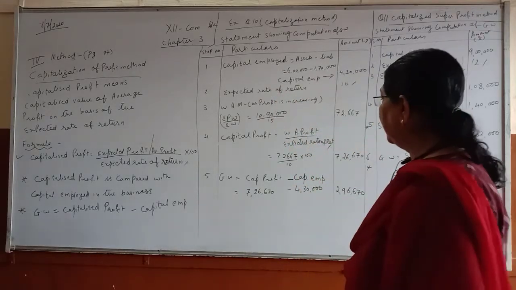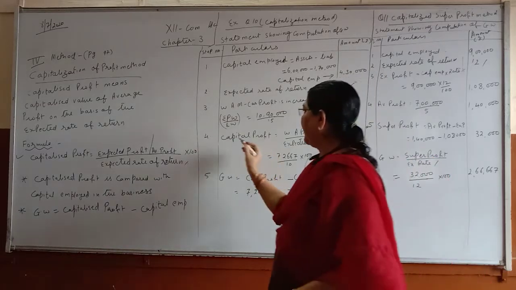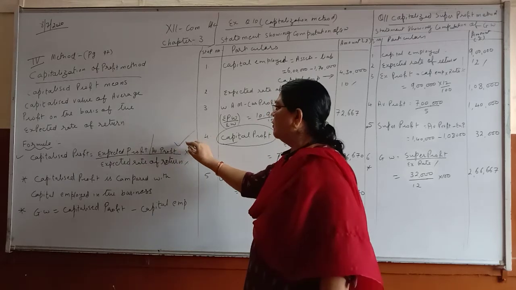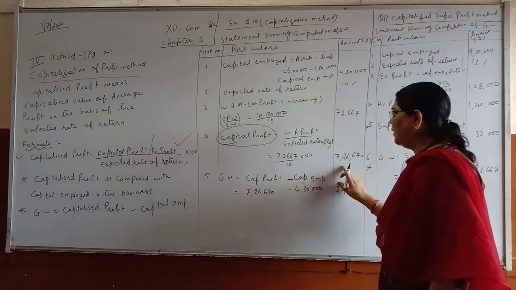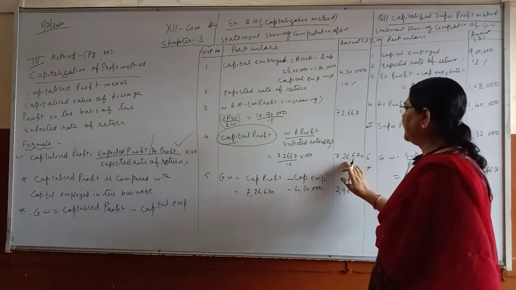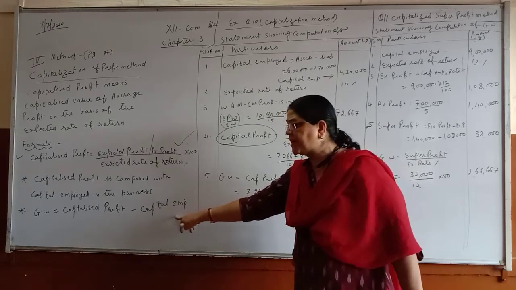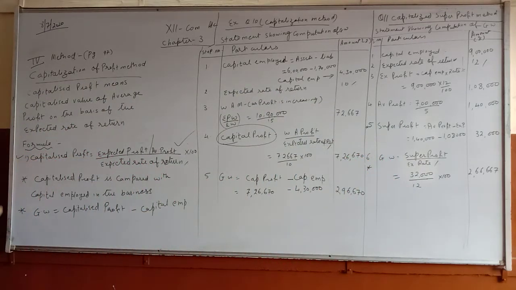So 7,26,670 is your capital profit, which I found out from the formula. So how much capital profit you are earning? 7,26,670. Now according to the formula which is given, this is the first formula and this is the second formula.